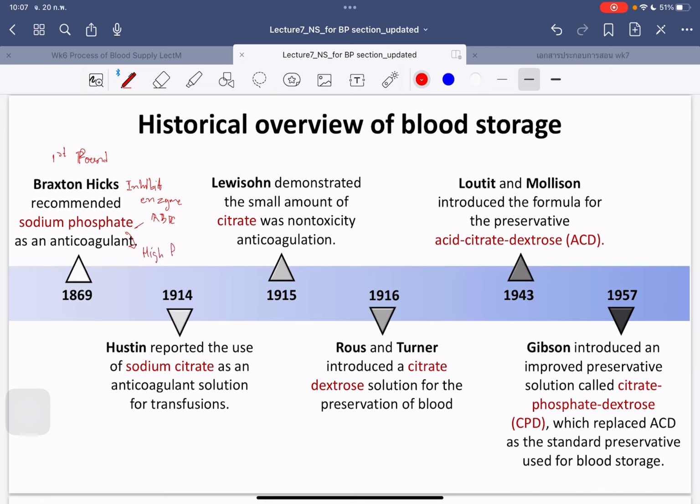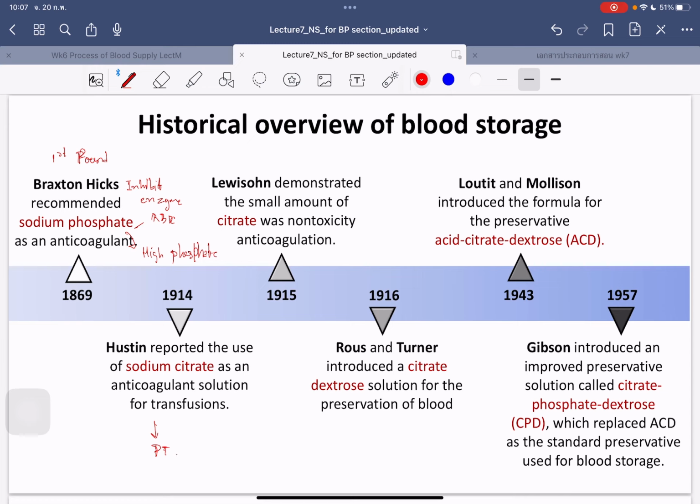I know that you may be familiar with this word. This anticoagulant, you use it in which laboratory? Sodium citrate is used for which lab? Can you remember? I remember that we just learned it last semester. Glucose? In hematology, no, not glucose. Coagulation. Coagulation with PT and APTT, right? Yes, you use it in APTT.